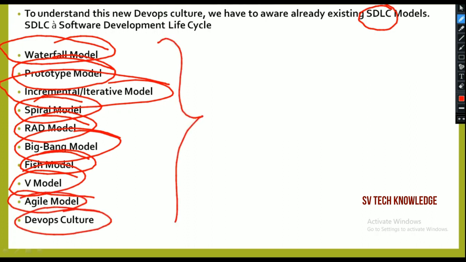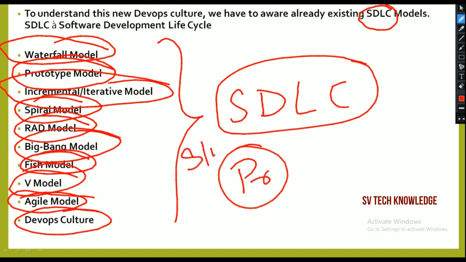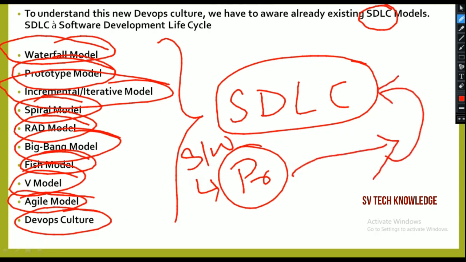All these are SDLC, which means software development life cycle. If we have taken a software project from a client, the stages we have to visit in the entire life cycle of a project is known as SDLC, software development life cycle.